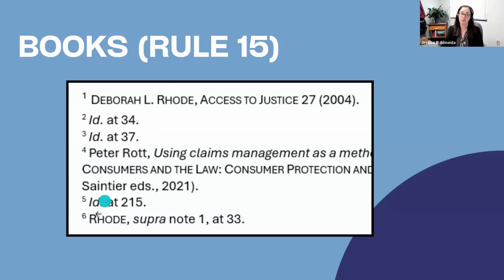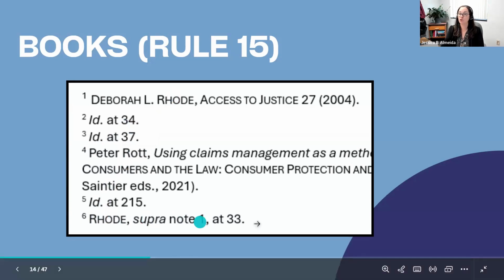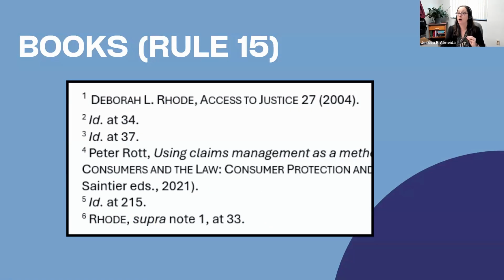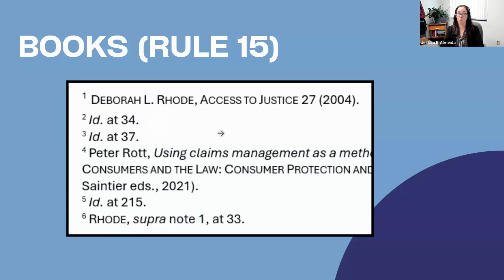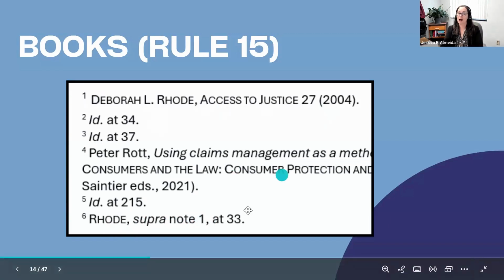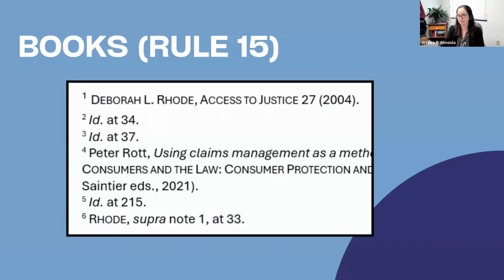Later on, I have to cite Rhode again. So what I do is a supra note because I can't do an id because it's not above. So I put the author's name, Rhode, small caps. You always use the same format that you have for the initial, the full citation. Supra, which is italicized, note 1. So what I'm telling the reader is I want you to go back to footnote 1 for the full cite, comma, and then at 33, period. 33 is my pin cite.